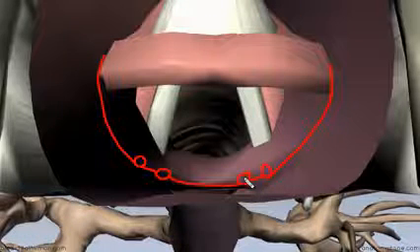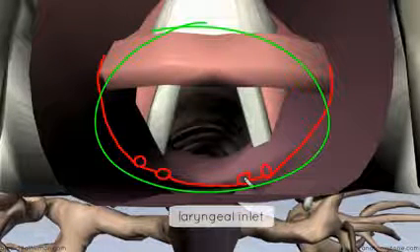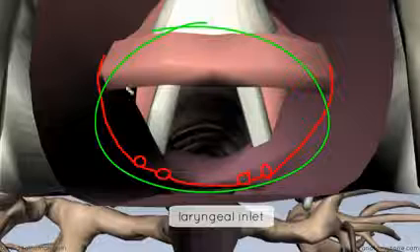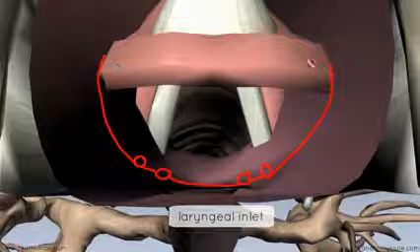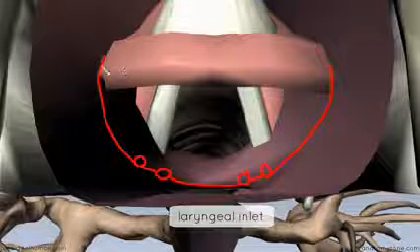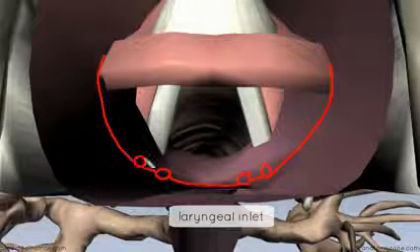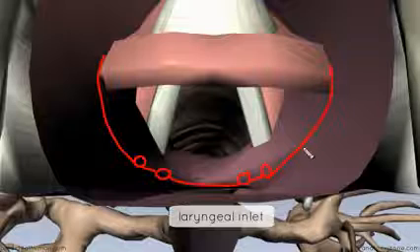So what we're looking at here is the laryngeal inlet. This is the entrance to the larynx. Anteriorly we've got this mucosa lining the superior aspect of the epiglottis, and then laterally we've got these aryepiglottic folds which I've just told you about.